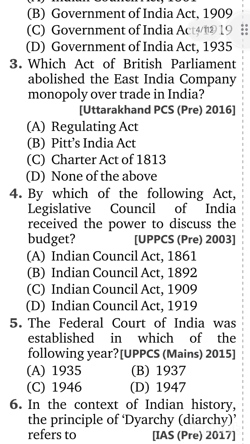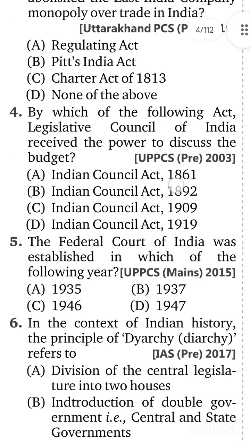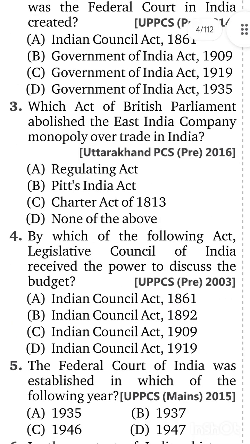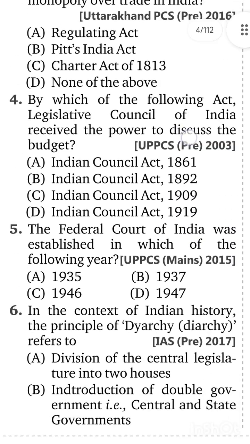Fourth question. By which of the following acts did the Legislative Council of India receive the power to discuss budget? Answer is Indian Council Act 1892. Fifth question. The Federal Court of India was established in which of the following years? Answer is option B, 1937. Here you can observe, Federal Court of India was established in 1937 according to which act? Government of India Act 1935. You can see in the second question.